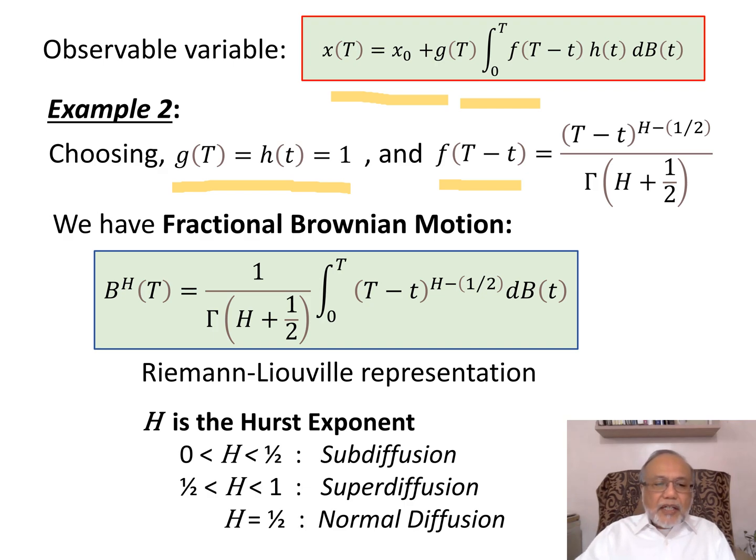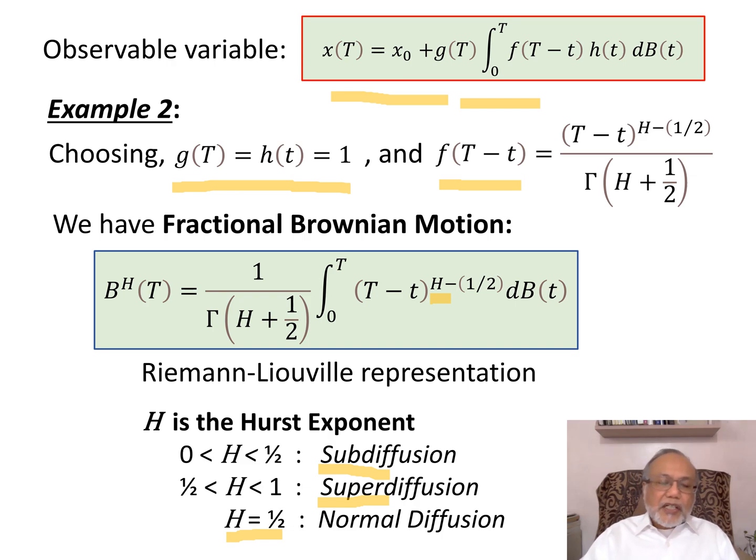Here h is the Hurst exponent or Hurst coefficient, and when h is between 0 and 1/2, it would actually exhibit subdiffusion. When h is less than 1 but greater than 1/2, it will exhibit or perform superdiffusion. And when h is exactly equal to 1/2, then you have ordinary Brownian motion. You can see that just plug in h equal to 1/2, and then it would reduce to ordinary Brownian motion.